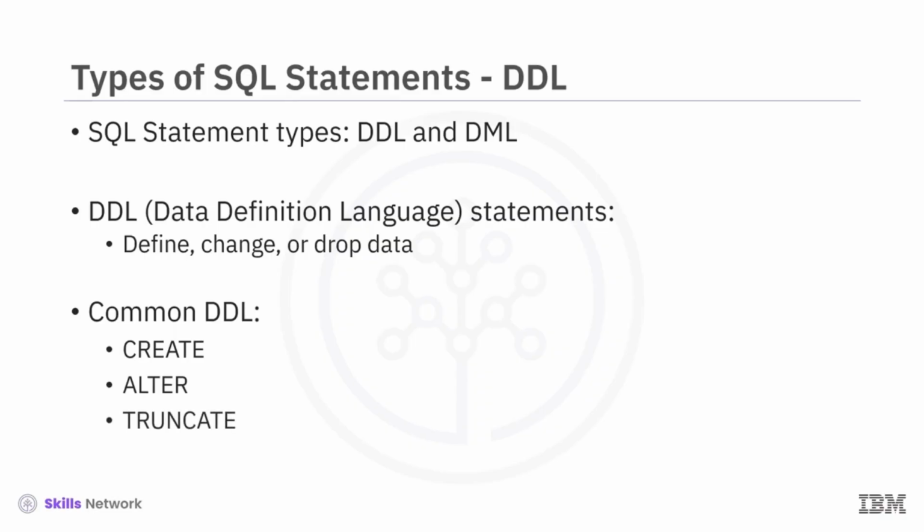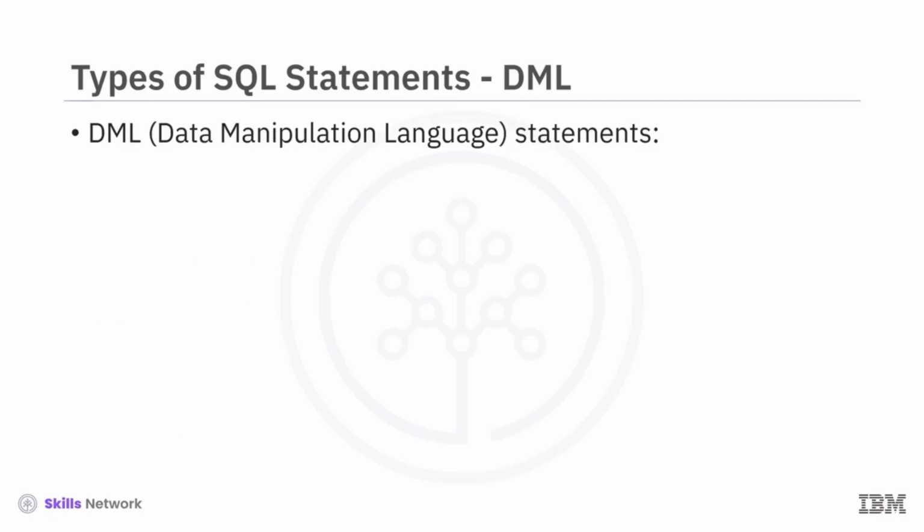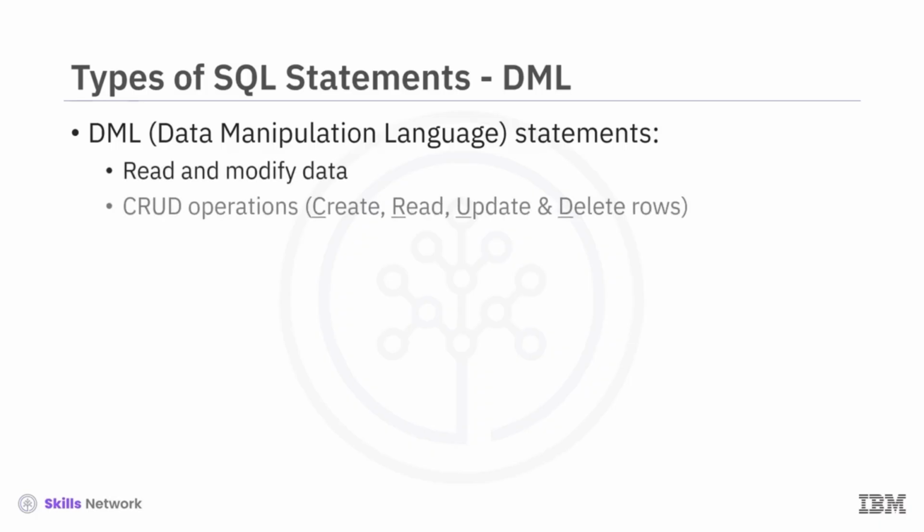Truncate is used for deleting data in a table, but not the table itself. Drop is used for deleting tables. Data manipulation language, or DML statements, are used to read and modify data in tables. These are also sometimes referred to as CRUD operations, that is, create, read, update, and delete rows in a table.